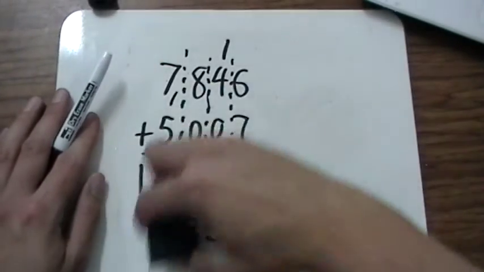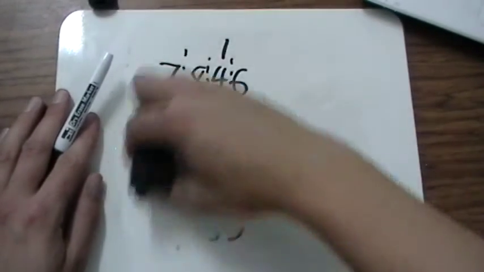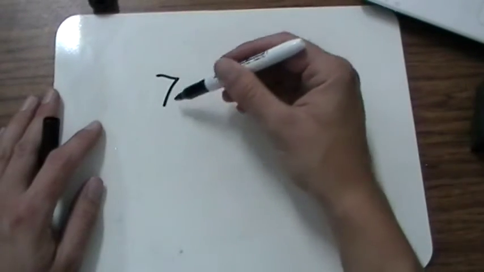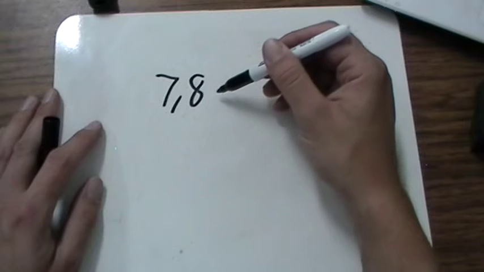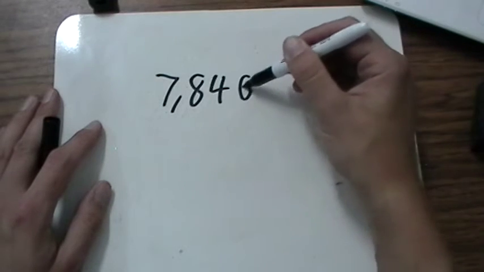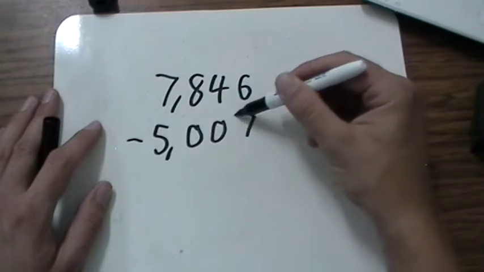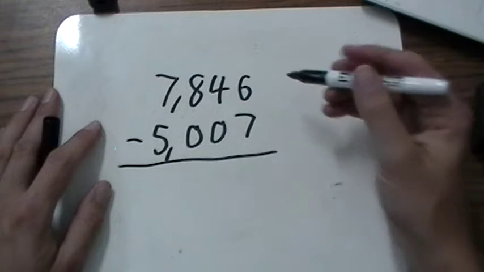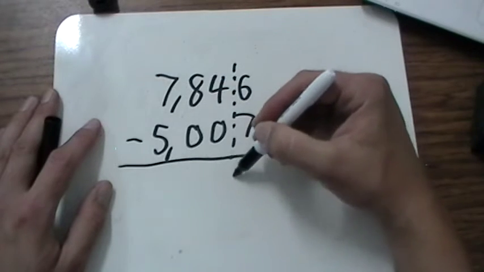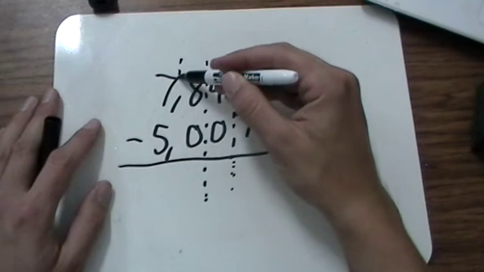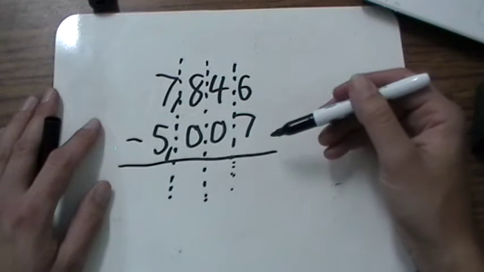Remember, when we're adding, we carry to the left. It's the opposite with subtraction. With subtraction, we borrow from the left. And then we regroup to the right. Completely different. So let's look at those same numbers. 7,846. But now we're going to subtract 5,007. Okay, again, divide each place up into a place value. Now I do some subtraction.